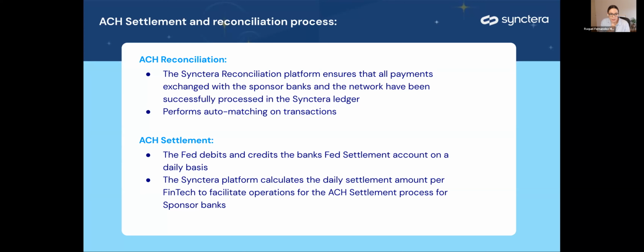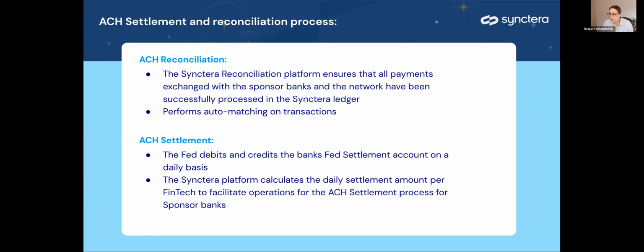The settlement process is something that happens between the Fed and the bank. The Fed is going to debit and credit the banks on a daily basis based on all the ACH payments that have been processed for the day before. Where the Synctera platform helps the sponsor banks is to calculate the daily settlement amount per fintech. This way, we facilitate the operations for the ACH settlement process for the sponsor banks.